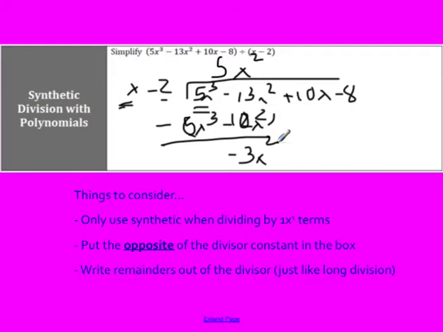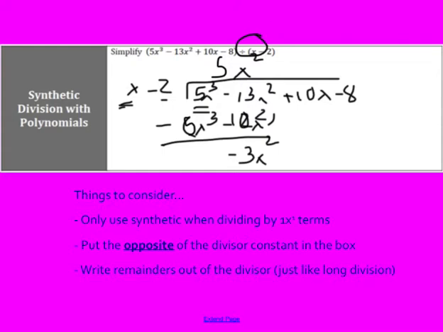Here are some things to consider. We're going to be using synthetic division today, which for most students is easier. A couple of things you need to think about. You can only use synthetic division when dividing by 1x to the first term. So this term right here has to be 1x to the first. It can't be 1x to the second. It can't be 2x. It can't be negative 5x. It has to be 1x to the first. Then you're going to put the opposite of the divisor constant in the box. You'll know what that box means in a second. And then you're going to write the remainders out of the divisor just like you would with long division.